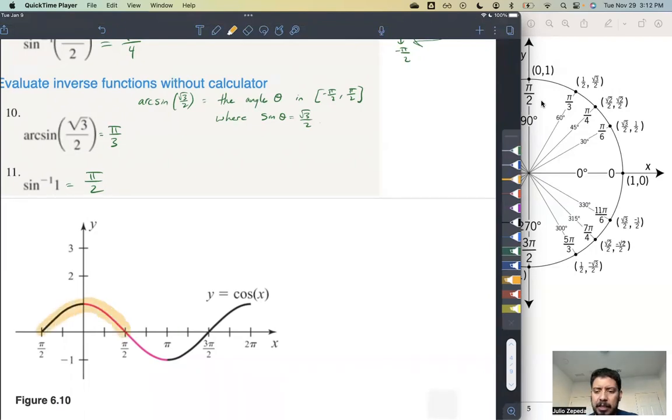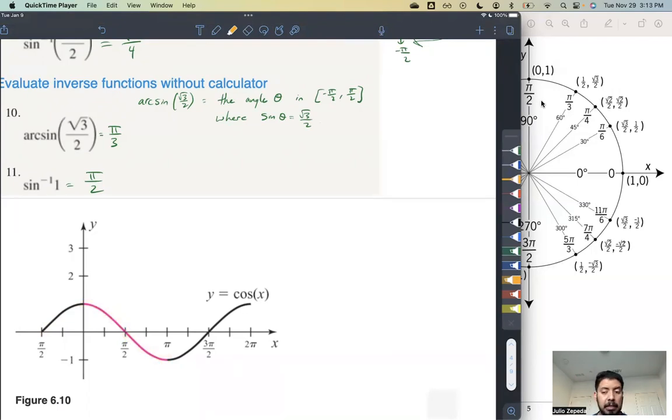Well, we can't do that this time, because this piece of cosine would not be a one-to-one function. It doesn't pass the horizontal line test. So we need a different piece. Well, how about from 0 to pi? That little piece there is one-to-one. And it also covers all of the values in the range of cosine, from -1 to +1.